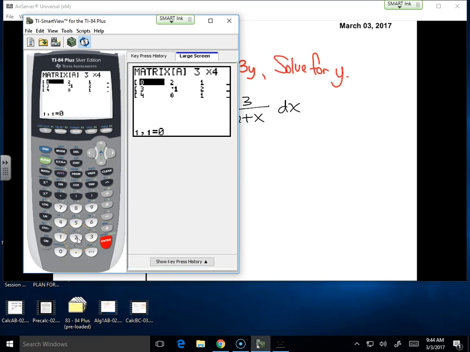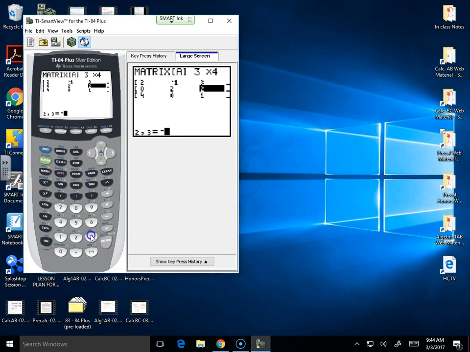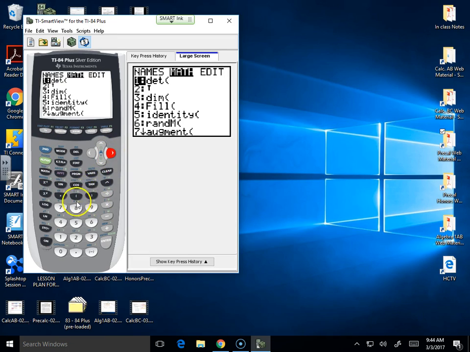2, -1, 24. 0, 2, -3, 14. What's the last one? 7, -5, 0, 6. Guys, how do we do RREF? This is the one that you're supposed to like, because that means you're allowed to be using your calculator, right? How do we do RREF? Second matrix, go to the math. Just scroll down and take it.